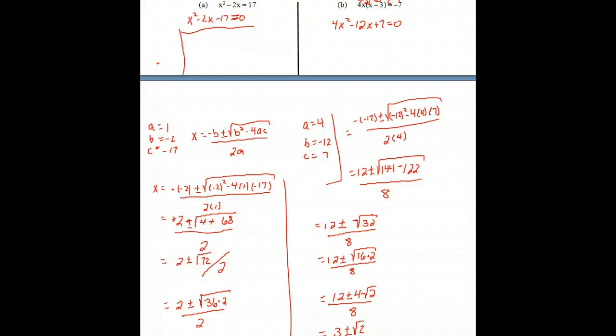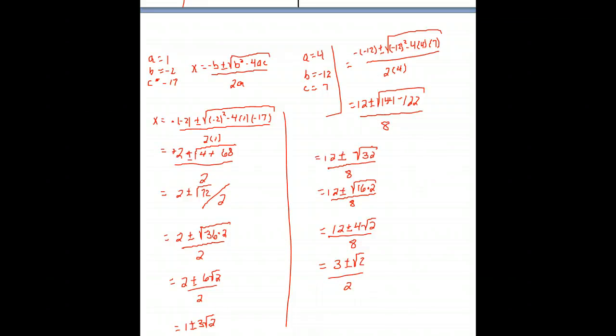You need this as an exact answer, so you find the biggest factor of 72 that's a perfect square. So that's 36 times 2. Square root 36 is 6. Square root of 2 can't be done, so you leave it there. Now we have a common factor, 2, 6, and 2. Those three numbers can all be divided by 2. So you can only divide the numbers on the outside. You cannot divide underneath the root sign.